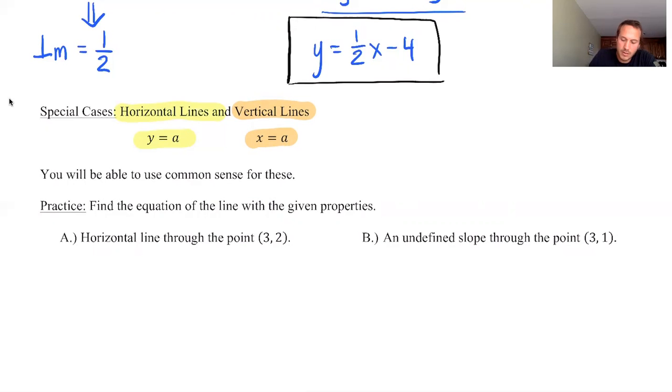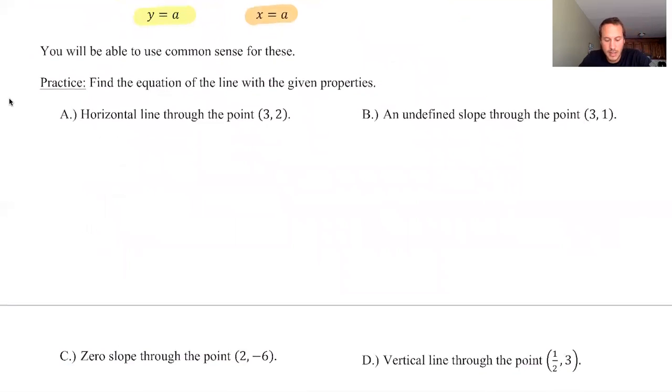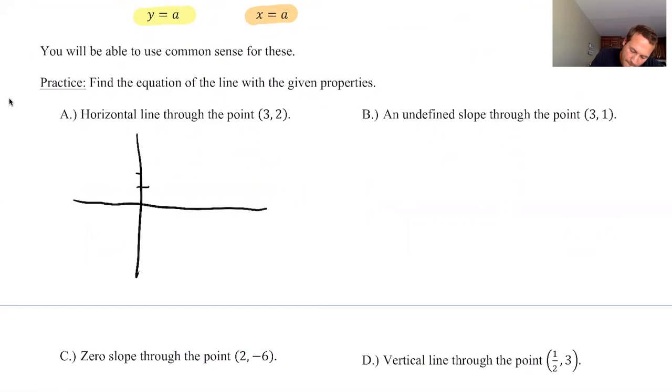A lot of these can just be done with some common sense. So what we're talking about here is if you want to be a horizontal line that passes through the point 3, 2. So here's the point 3, 2 right here. And you want to be a horizontal line that goes through that. So if you're a horizontal line here, well, is that going to be an x equals or a y equals? That's going to be the line y equals 2, okay?